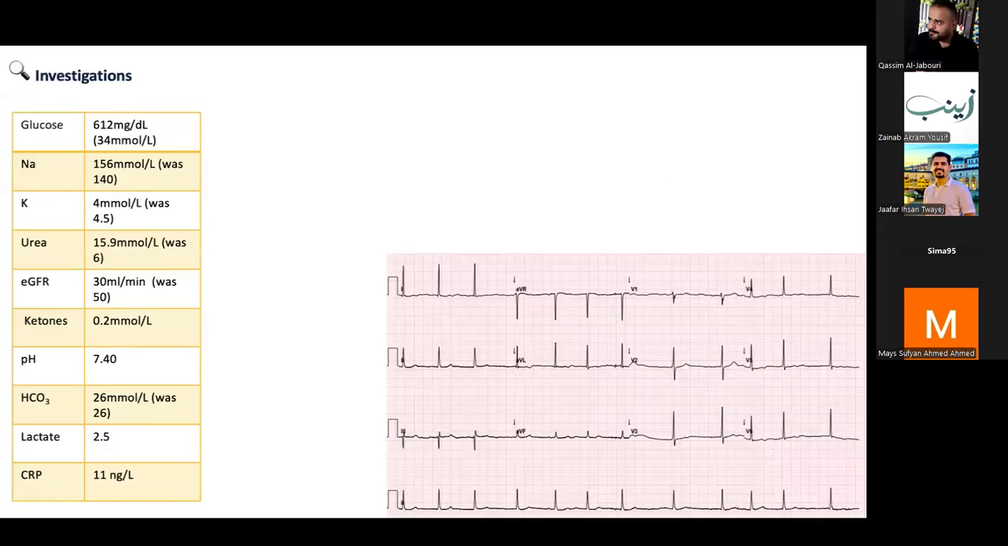These are her initial bloods, and this is her ECG. I would like a volunteer to give me the problem list here and what can you find in her blood tests. So you can unmute yourself directly if you want to answer directly.